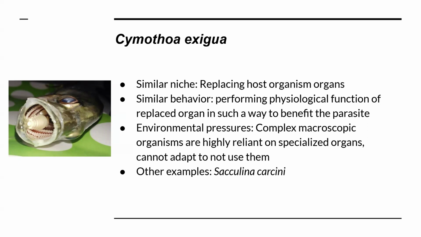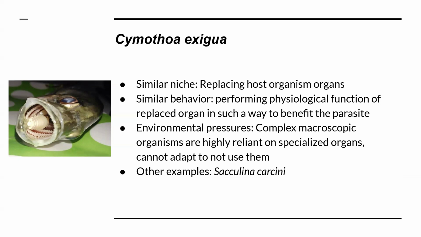The pressure that's causing this to come about is that complex macroscopic organisms are highly reliant on specialized organs and cannot adapt to not use them or to get rid of them. Much like the cicada can't get rid of the back half of its body, the fish needs a tongue and thus can't evolve to get rid of this parasite, because then it's just evolving to not have a tongue anymore.